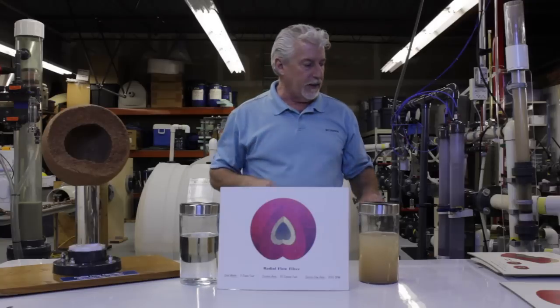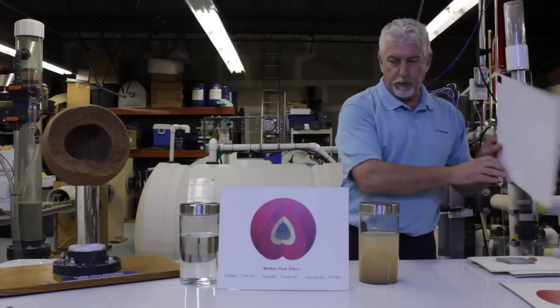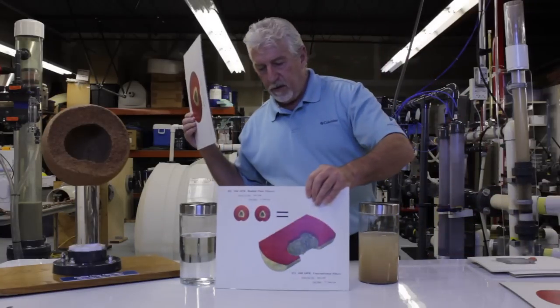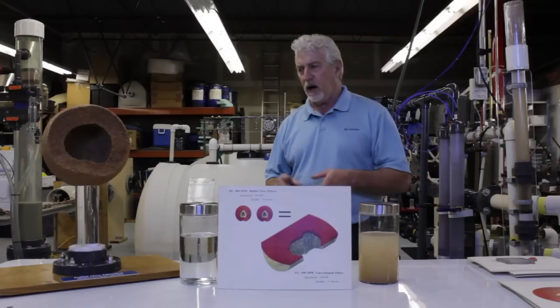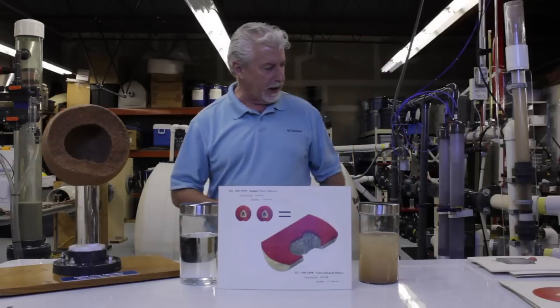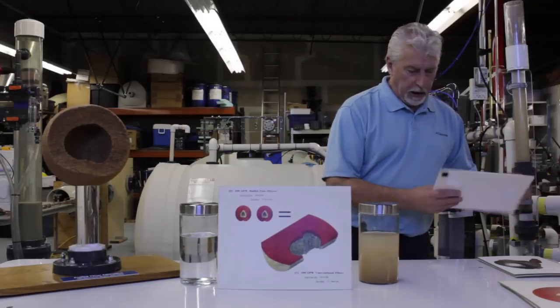When you do the math on this, it's pretty impressive. This picture here is drawn to scale, and you can see those 2 small radial flow filters are actually supplying the same amount of product water as the big horizontal sand filter in the picture. And so now you're asking me, what's this machine look like? How does it do this?